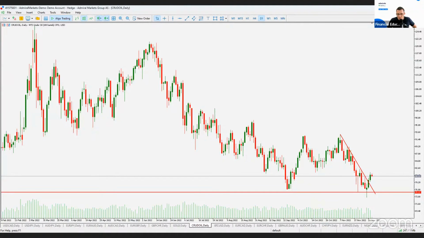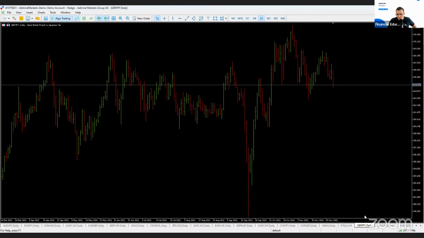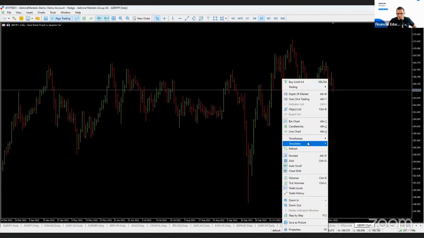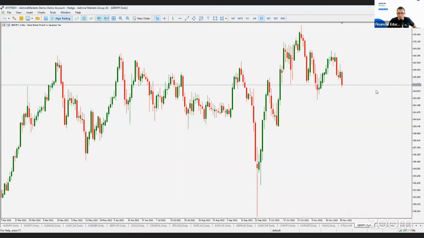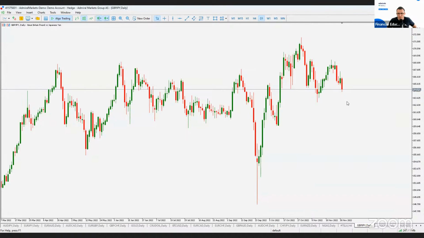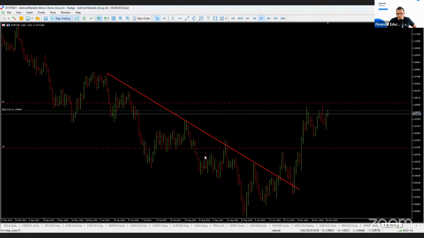I think some people are holding some pound JPY trades. That's a good trade. Let's see which one. It's this one here. So it's still on your favorite to the downside. Pound, that's the Euro USD.